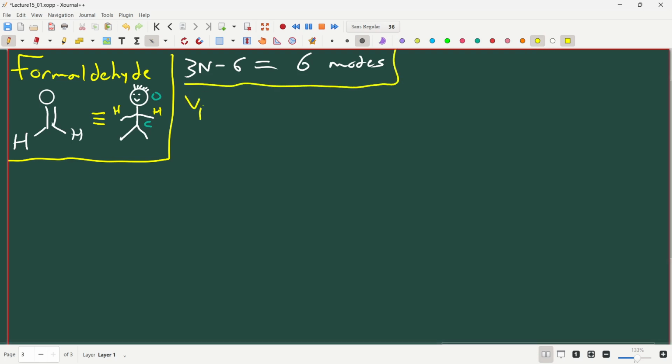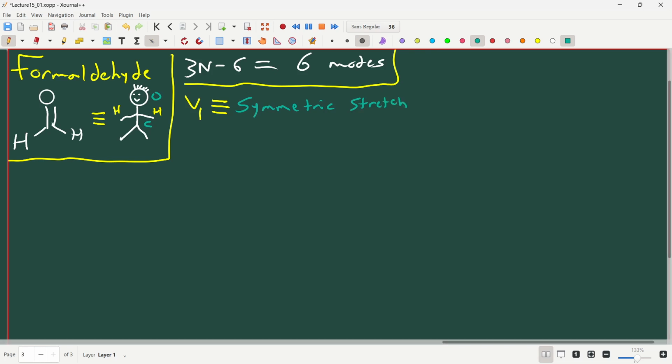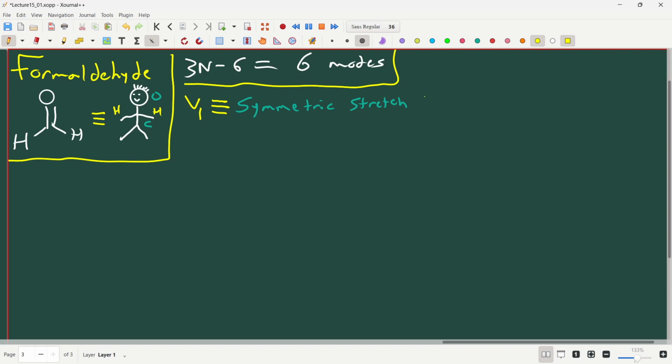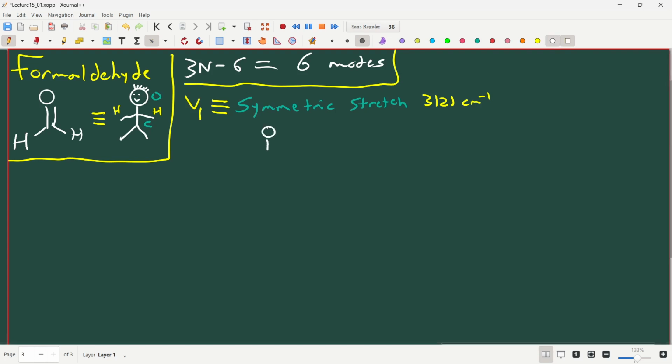All right, so nu 1 is what's called the symmetric stretch. And it's at a very high energy, 3121 wave numbers. Okay, and I'll just draw it like this. I'm going to draw my molecule with balls instead of atoms. Just makes it a little easier.